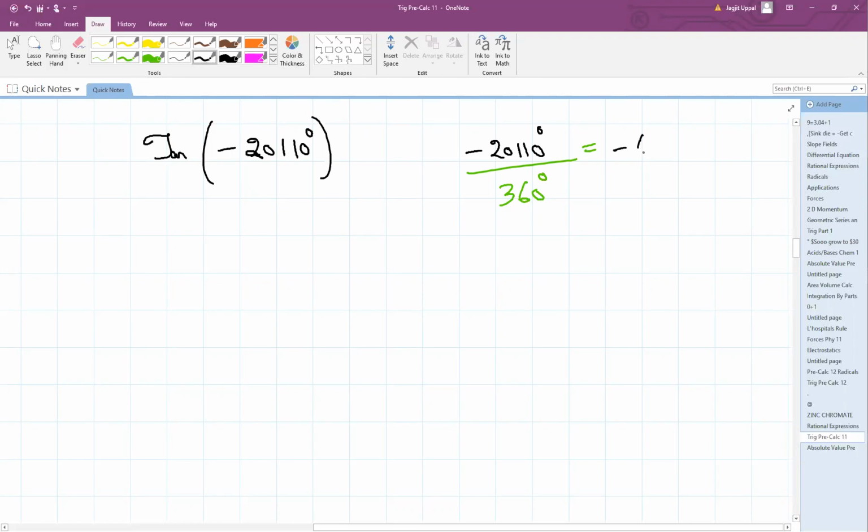Negative 55.7. What this means is I don't really care much about the negative. All this means is I have 55 full circles. That's all I care about. The 0.7, I don't really care about that. I know I have 55 full circles, and each circle is 360. So what's 55 times 360? 19,800.